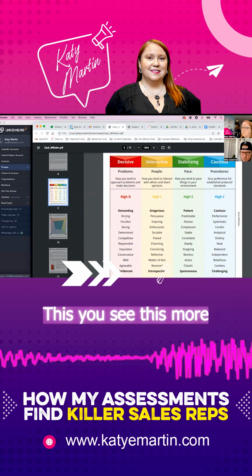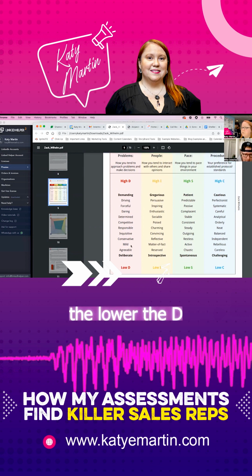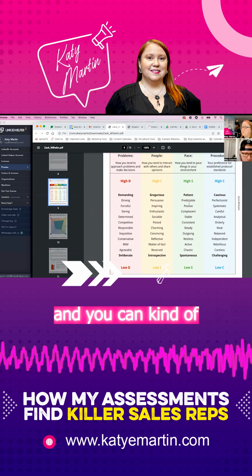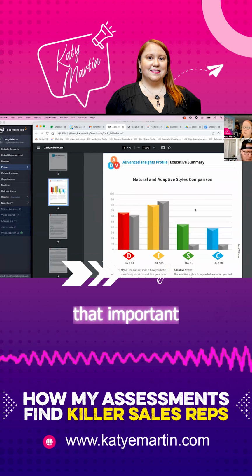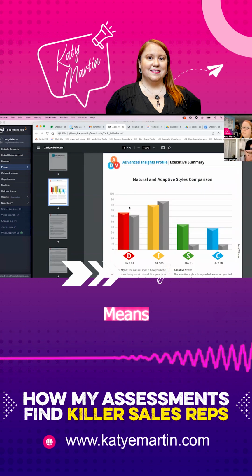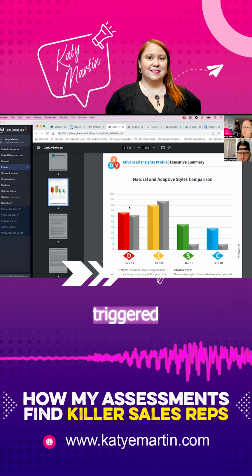Higher D, you see this more in their behavior. The lower the D, you see this more in their behavior. And you can look at this until you catch on to what you're looking at. With a high D, high I, why is that important in outside sales? A high D means that somebody is going to be triggered with problems.